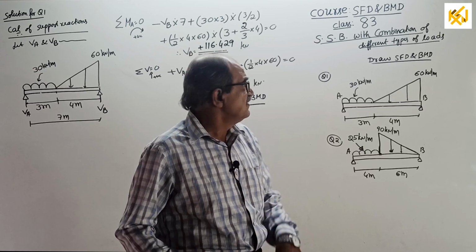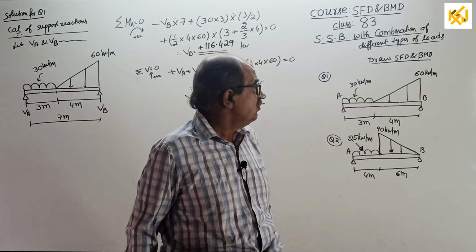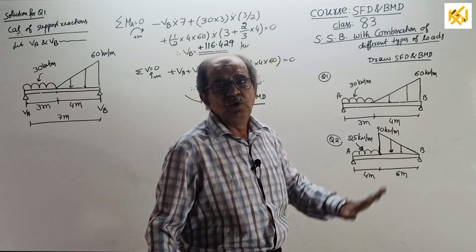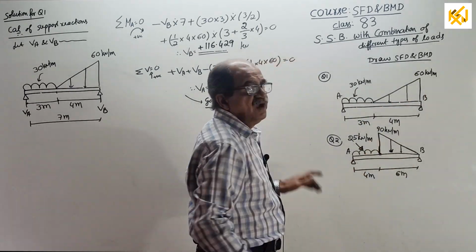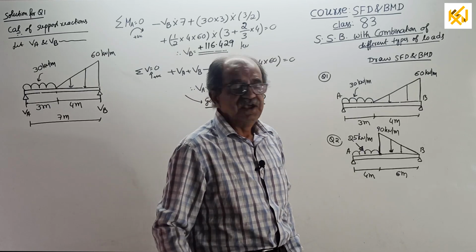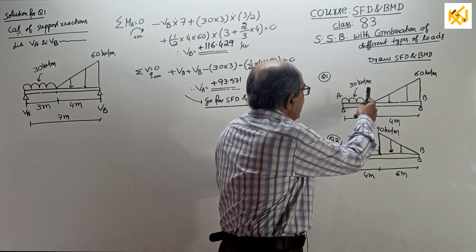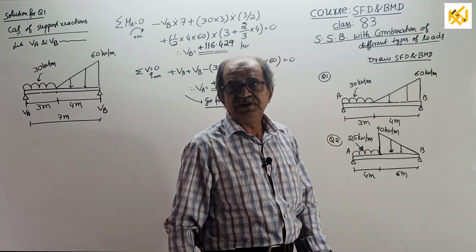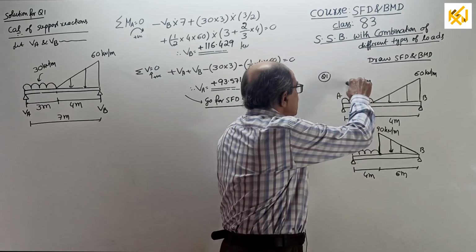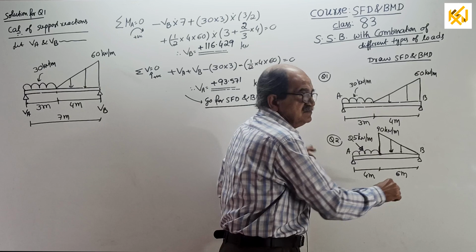See, in earlier classes, the same questions were solved. Left side UDL, right side UVL, same way. One question this way, one question this way. For both those questions, the maximum BM was somewhere here and here, that is in the UDL part. Or the shear force diagram, see, it will cross the baseline between these 2 points.